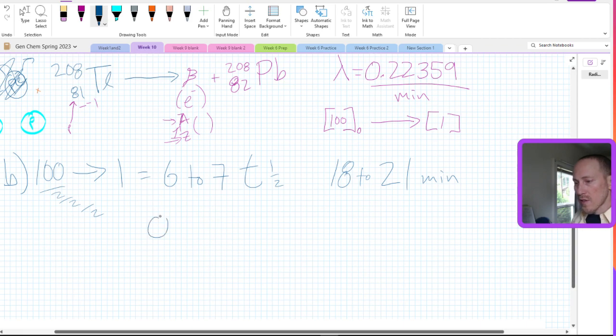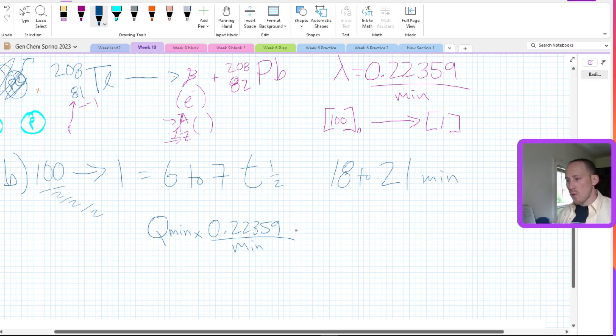Let's call it q. We're going to say q minutes, and our rate is 0.22359 per minute, and we want it to equal 0.01 of what was left. So if I'm thinking of this correctly, I feel like I'm super not doing this correctly though, because I'm solving this as if it were linear, which it is not.